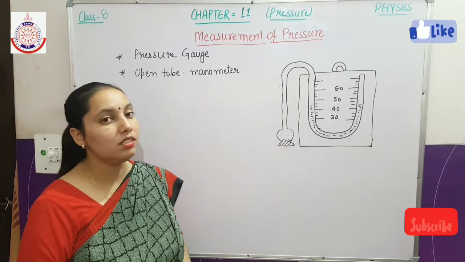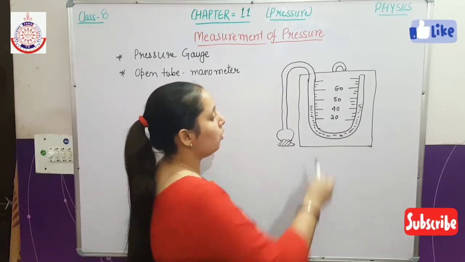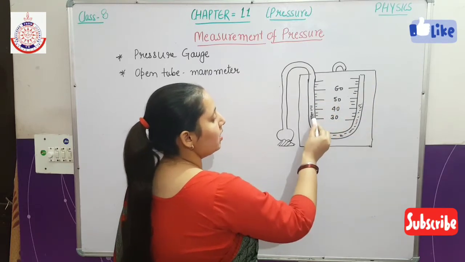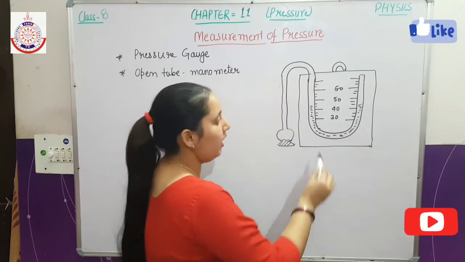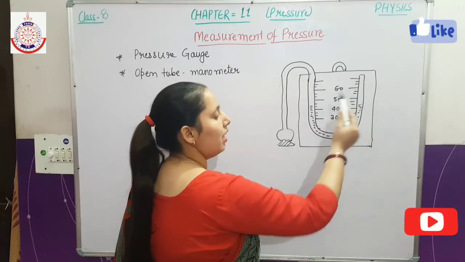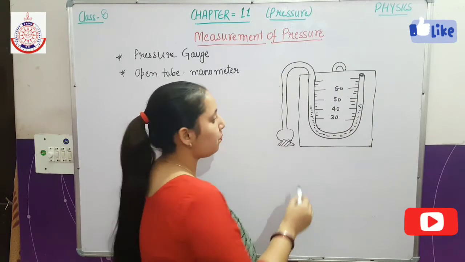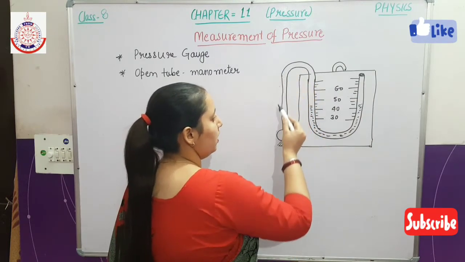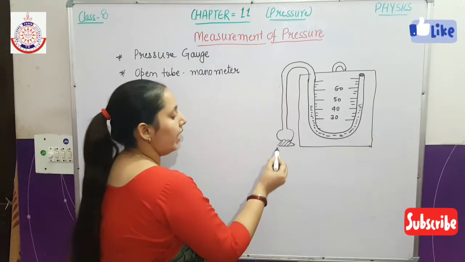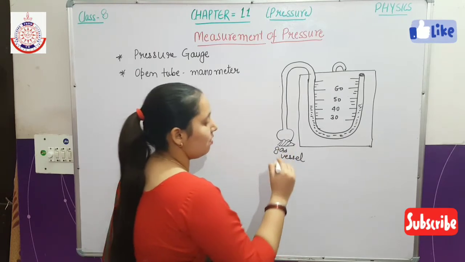Now, what is this open tube manometer? It consists of a U-shaped tube, and some liquid is filled in it. There is some measurement scale written on it. One end is open and the second end of this tube is connected to the vessel. You can say it is connected to the gas vessel.